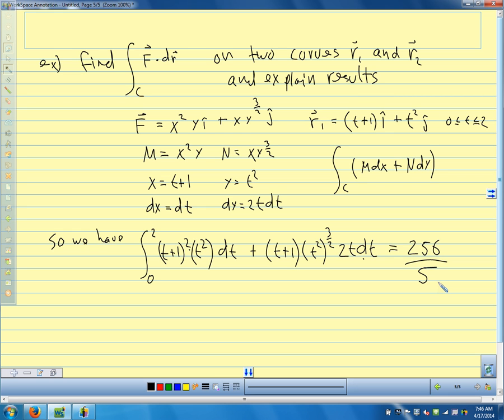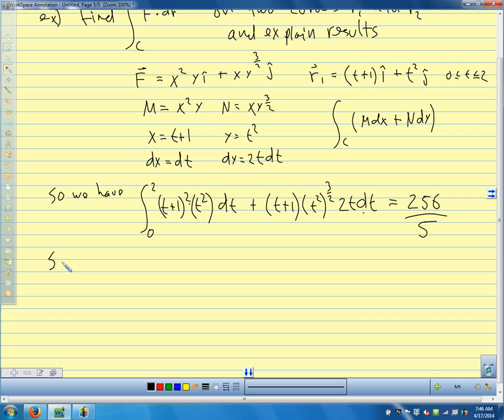All right, let's look at our other curve now. We want the same field. R2 equals 1 plus 2 cosine t i hat plus 4 cosine squared t j hat, from 0 less than or equal to t less than or equal to pi over 2. So that's our second curve.